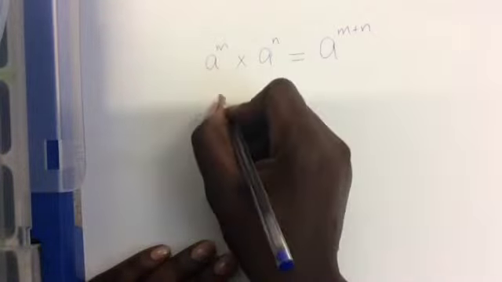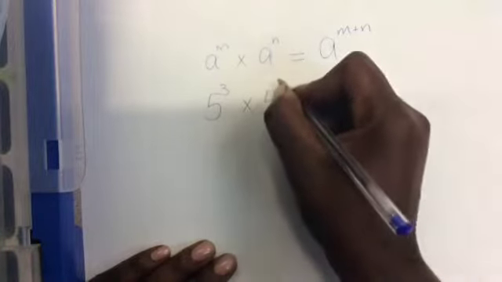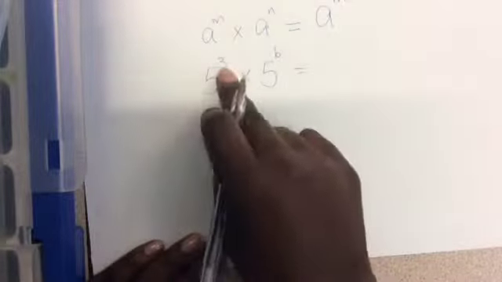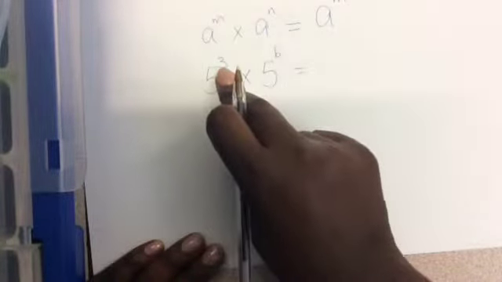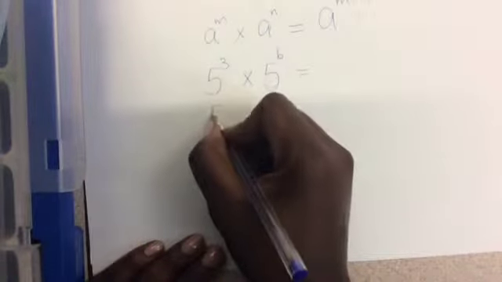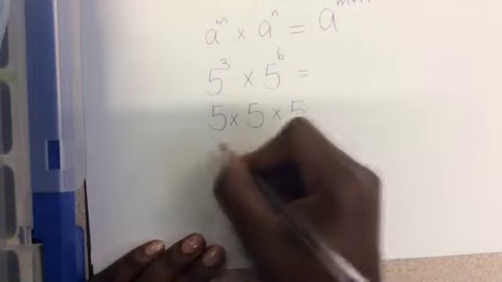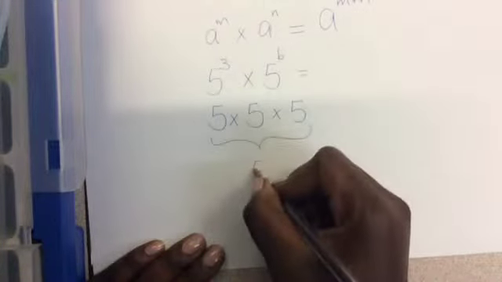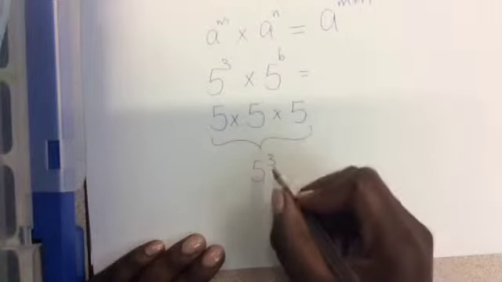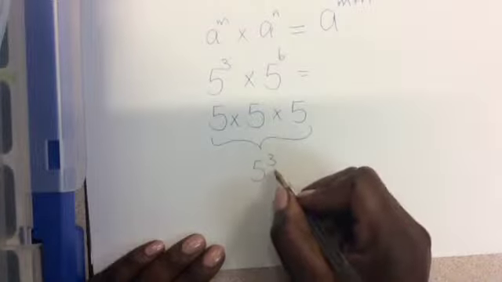So let's give an example. Let's say we've got 5 to the power of 3, and we're going to multiply that by 5 to the power of 6. The index tells you how many times you're multiplying that number by itself. So 5 to the power of 3 means you're multiplying 5 by itself 3 times. This is 5 to the power of 3, because there's 1, 2, 3 5s that you're multiplying by itself, okay?